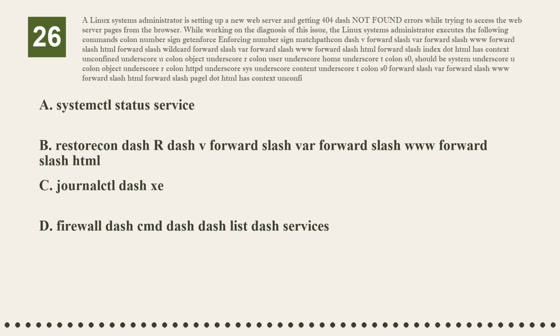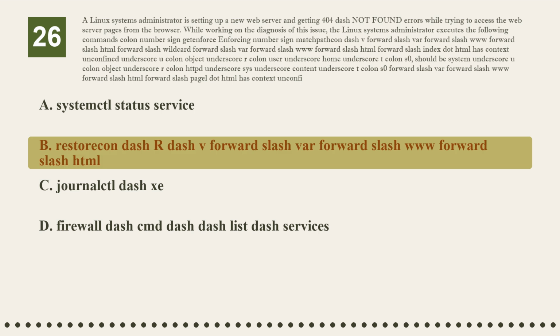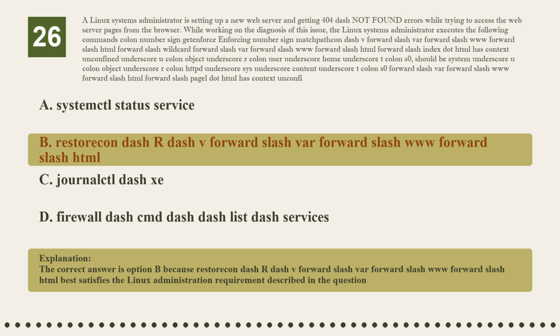/page1.html has context unconfined. Option A, systemctl status service. Option B, restorecon -r -v /var/www/html. Option C, journalctl. Option D, firewall-cmd --list-services. The correct answer is option B, restorecon -r -v /var/www/html. The correct answer is option B because restorecon -r -v /var/www/html best satisfies the Linux administration requirement described in the question.